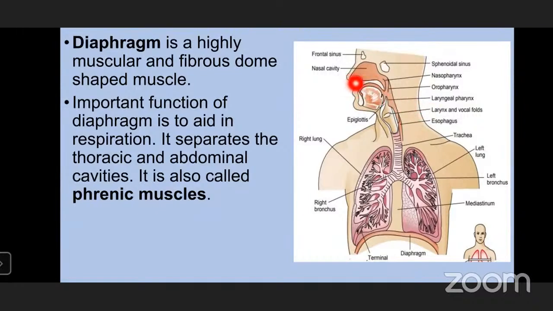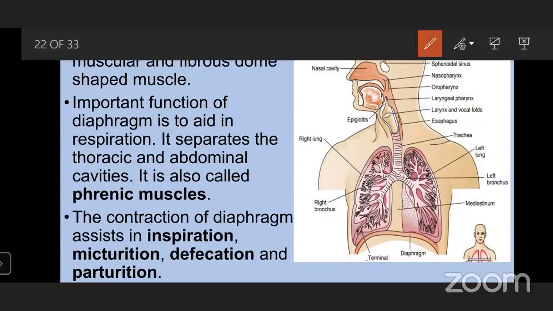Here you can see nasal cavity, nasopharynx, oropharynx, laryngeal pharynx, then larynx, which is covered by epiglottis, and then trachea. This is the left lung, this is the right lung, and the space mediastinum, okay, terminal bronchi, bronchus, finally alveolus, and the last one is the diaphragm. This structure is the diaphragm.